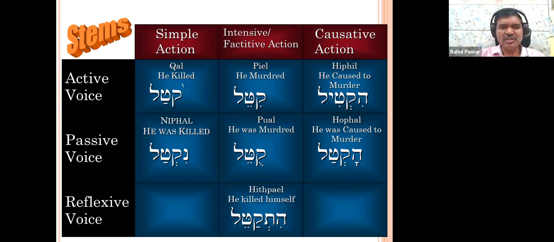First stem is Qal. So in detail, we are going to see Qal. If you know Qal, because around 80 to 90% of the verbs in the Hebrew Bible, the Old Testament, are in Qal form. And the other verb conjugations make up the remaining 20% category. So it is very important to learn Qal.